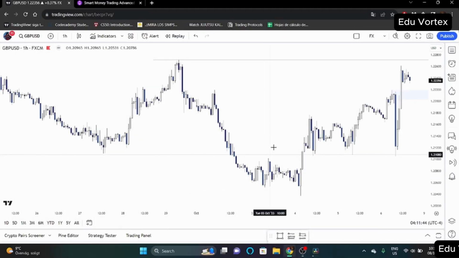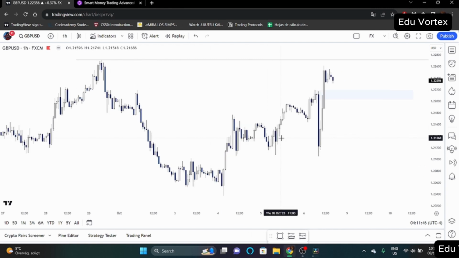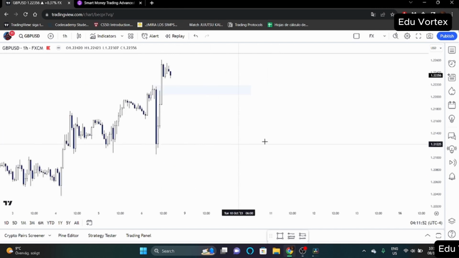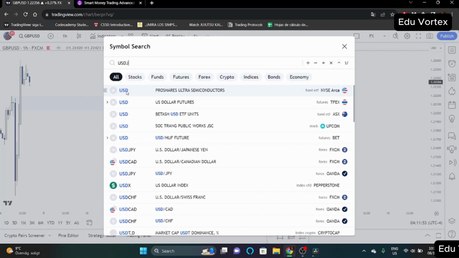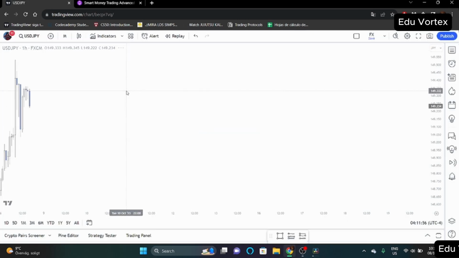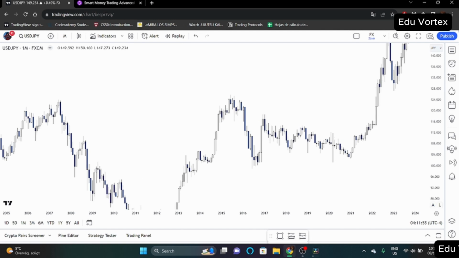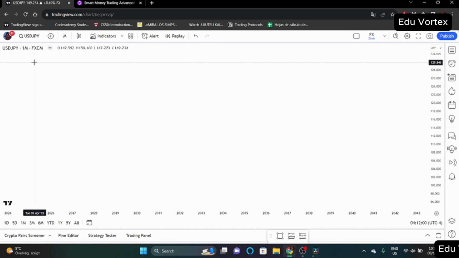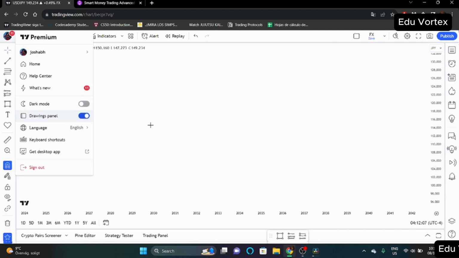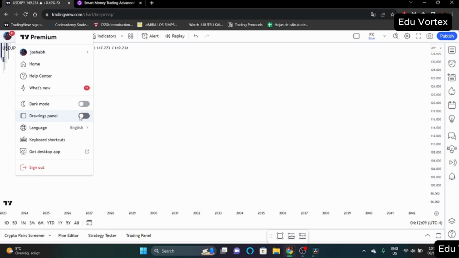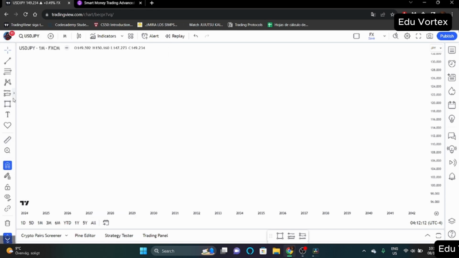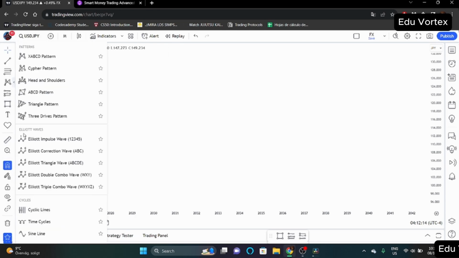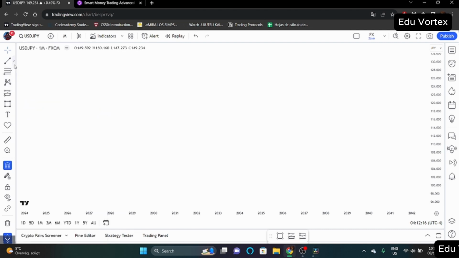Okay, now we're going to be talking about market maker sell or buy models. Market maker buy or sell models are basically, let's go to a blank chart. Let's go to a monthly. Let's reset it. Let's move this. Market maker buy or sell models.